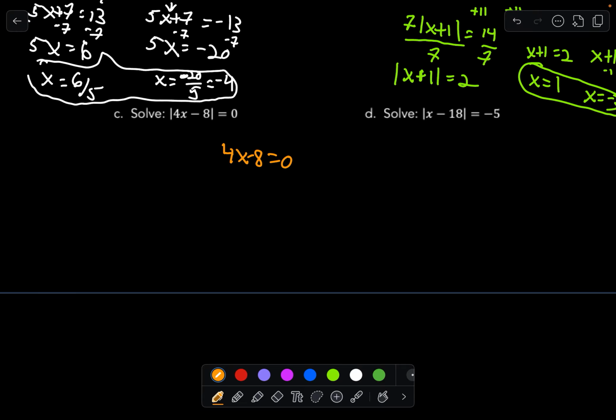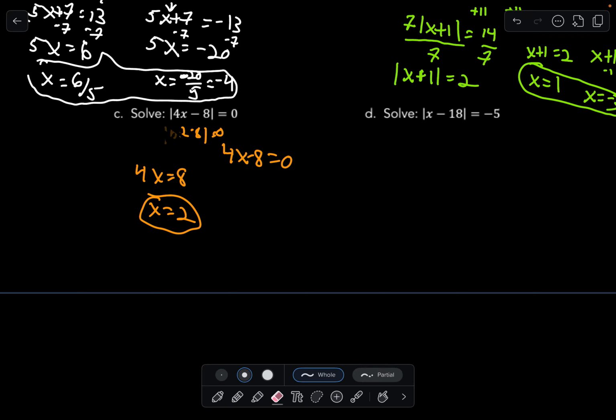How do we solve it? We add 8. We get 4x equals 8. Divide by 4, we get x equals 2. We could check it. Plug 2 in. 4 times 2 is 8. Minus 8 is 0. Absolute value of 0 is still 0.